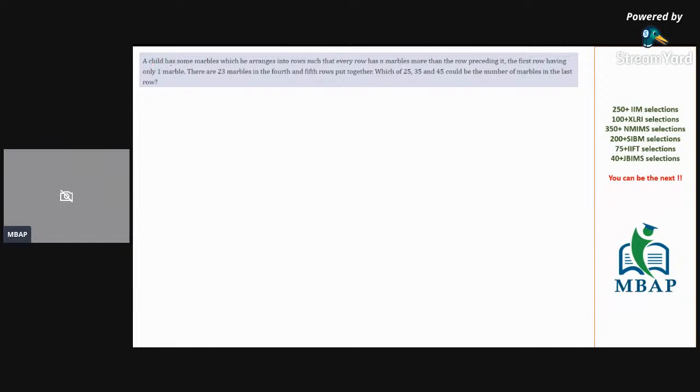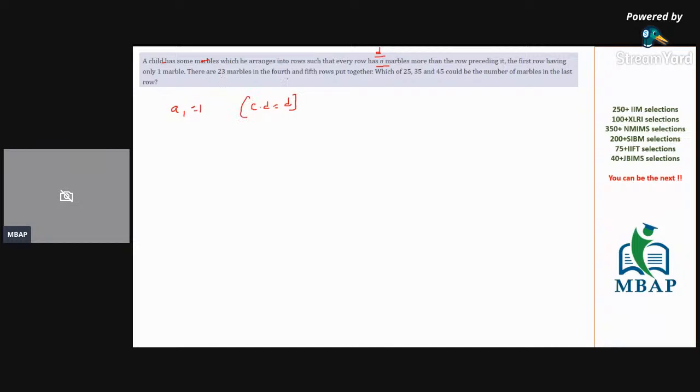The question says a child has some marbles which he has to arrange into rows such that each row has n marbles more than the preceding row, which is nothing but the common constant difference. It also says the first row has only one marble. So we know the first row, A1, is nothing but 1, right? And let's assume the common difference to be D.